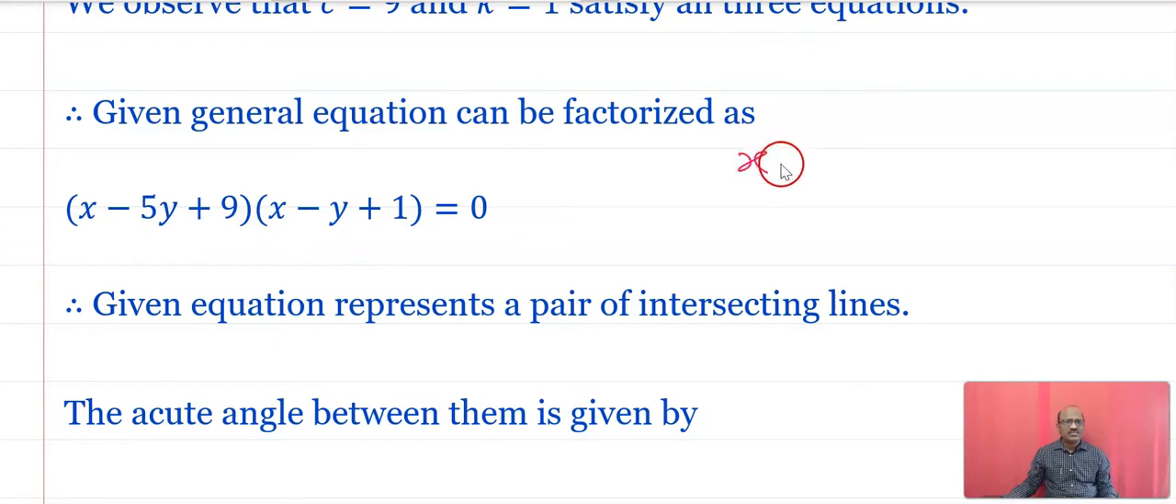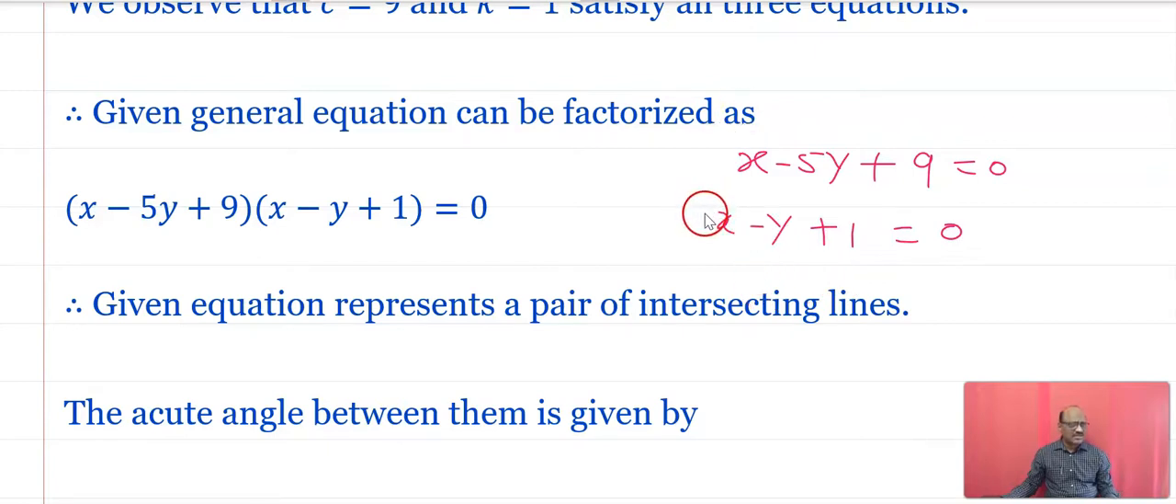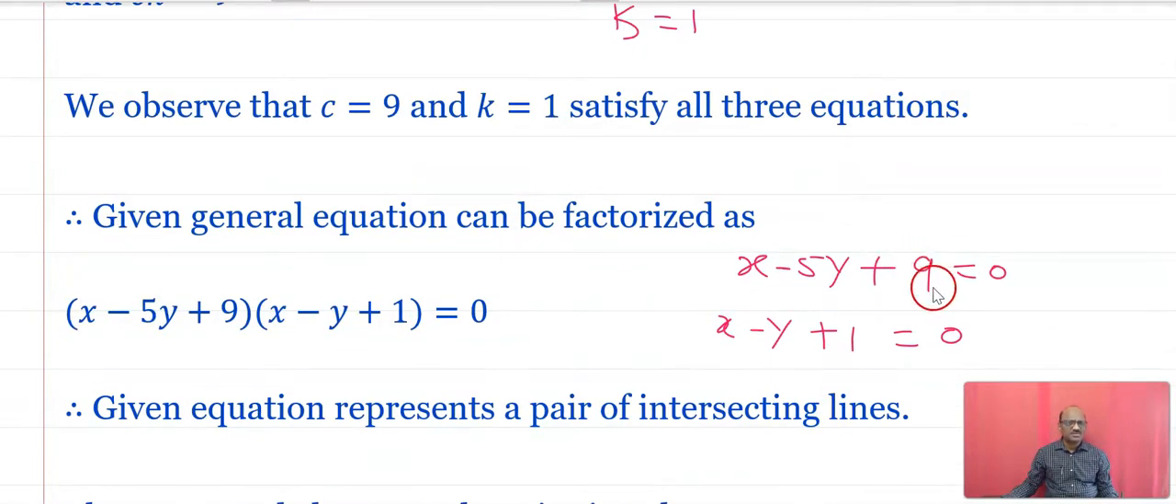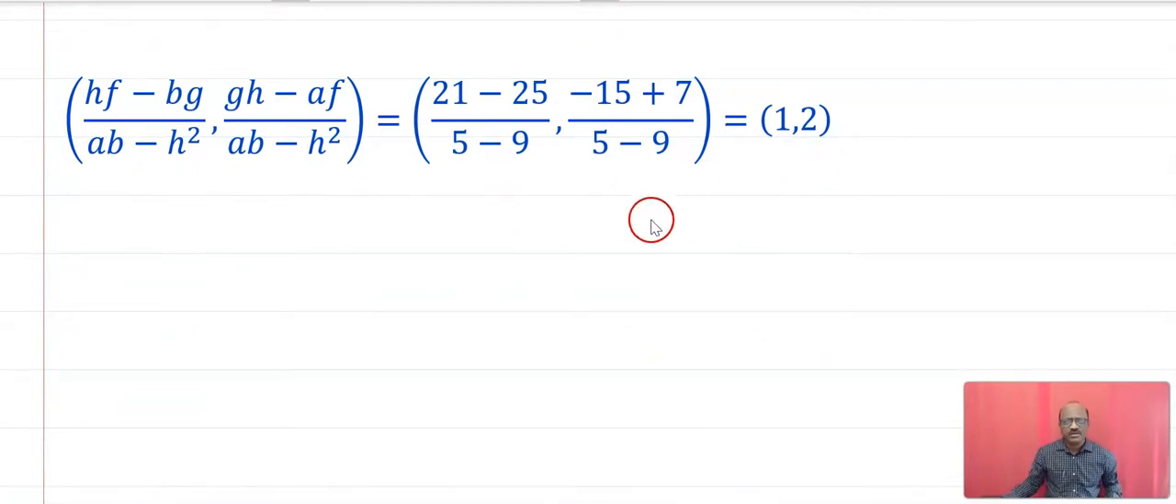That is, x - 5y + 9 = 0, and the second is x - y + 1 = 0. If we solve it simultaneously, for example, if we subtract this equation, then x will get cancelled, and here you will get -4y = -8, and hence y = 2. In this way you will get the value of x also.